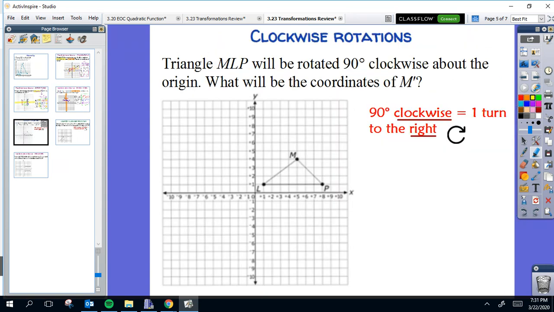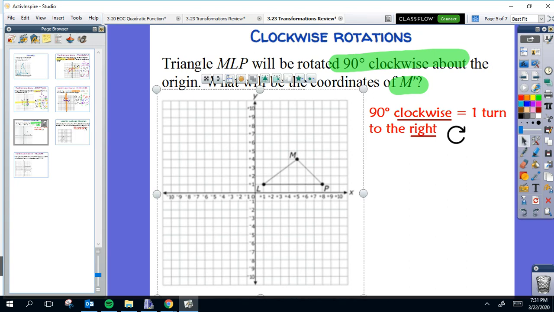All right, moving on to our third type of transformation. This is a rotation. So this one says the triangle will be rotated 90 degrees clockwise. So that's really important. We're going to highlight that. What will the coordinates be of m prime? So we're focusing on the m value. Remember that 90 degrees clockwise means one turn, and then clockwise means to the right.